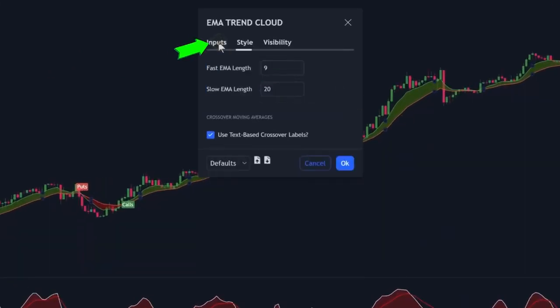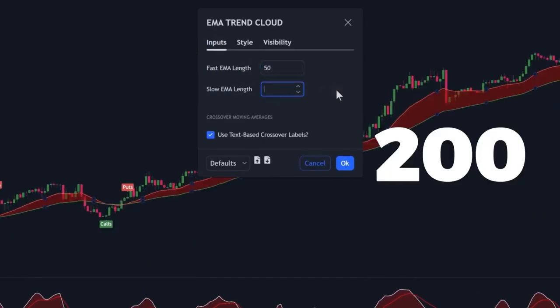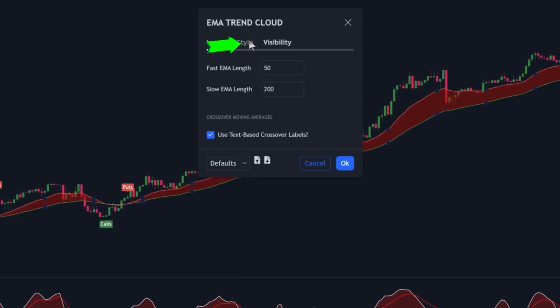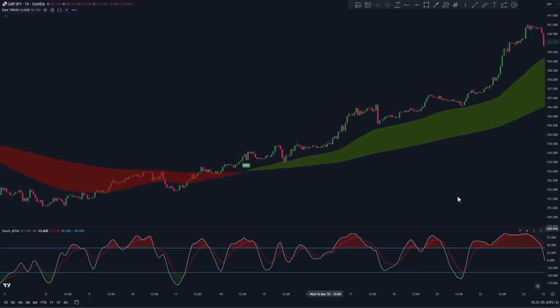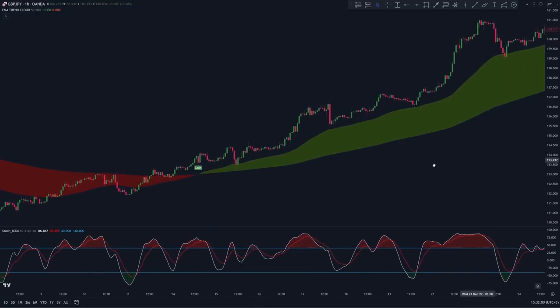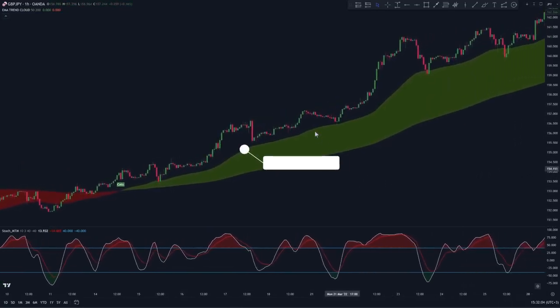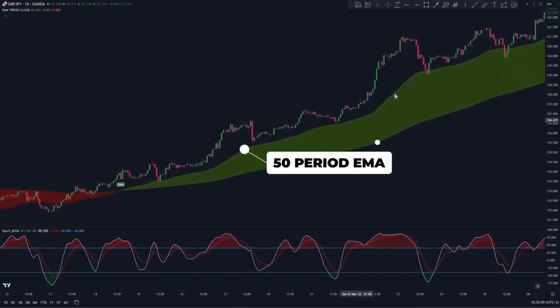On the Inputs tab, change the fast EMA length to 50, and then change the slow EMA length to 200. Head over to the Style tab and uncheck Fast EMA and Slow EMA checkboxes. After that, click OK. And now we have this beautiful trend cloud on our chart, which is just composed of the 50-period EMA at the top and a 200-period EMA at the bottom.